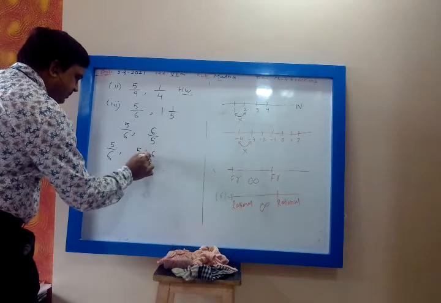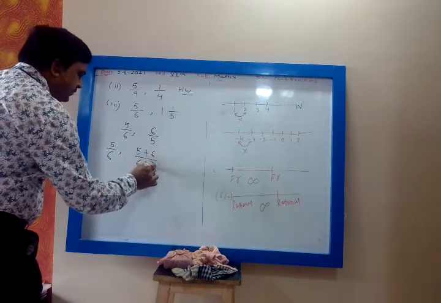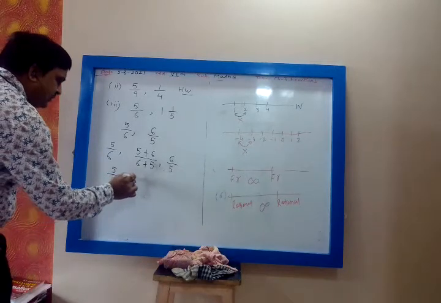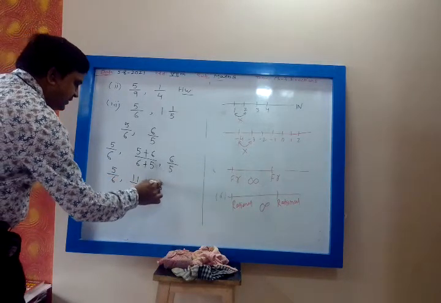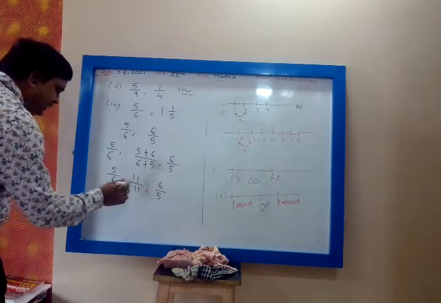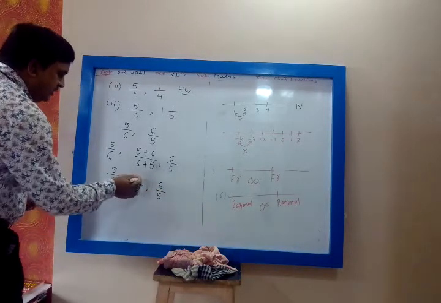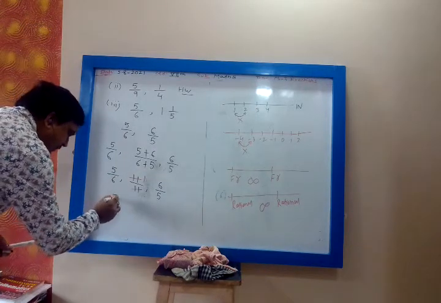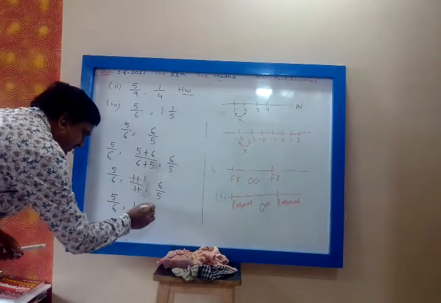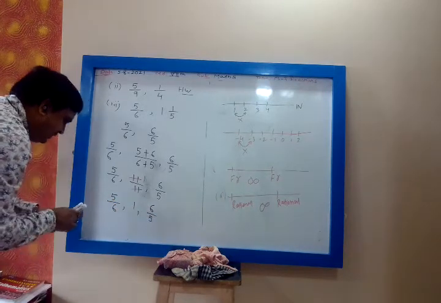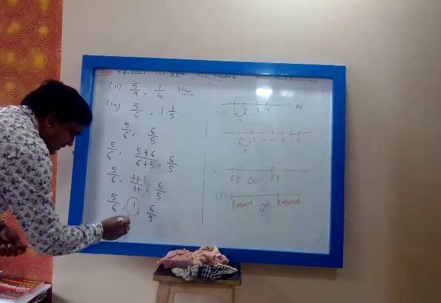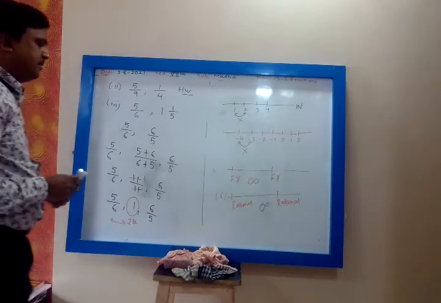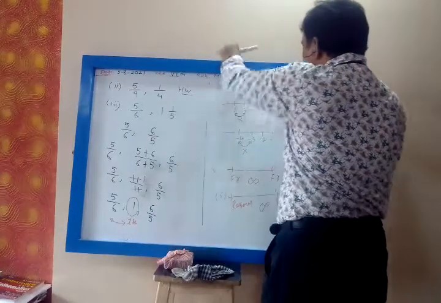So 5 plus 6 upon 6 plus 5, then 6 by 5. Yes. So 5 by 6, 11 upon 11, 6 by 5. So I can write that 11 gets cancelled. What is the answer? 1. So 5 by 6, 1, 6 by 5. So this is my first fraction. 1 is the first fraction. Now how will you get the second fraction? I will simplify these two.